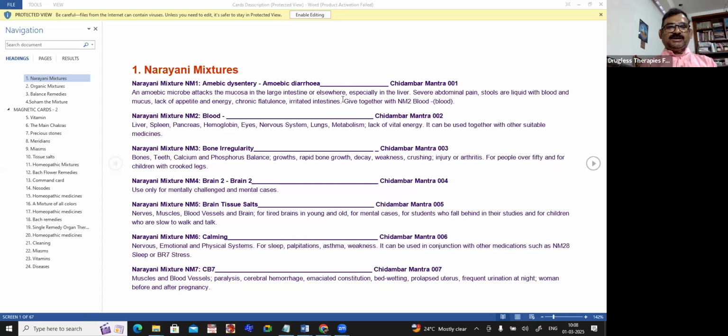For example, Blood 200. Blood 200 is used for what? To correct the blood chemistry. And also it works on the spleen, pancreas, hemoglobin, nervous system, metabolic lack of vitality, and everything. Bone Eye is for what? Bone Eye is for bone irregularity, growth, extra growth, and even decay. So, rapid bone growth or decay, very simply it is given. Otherwise, I will underline these things and send them back to you.